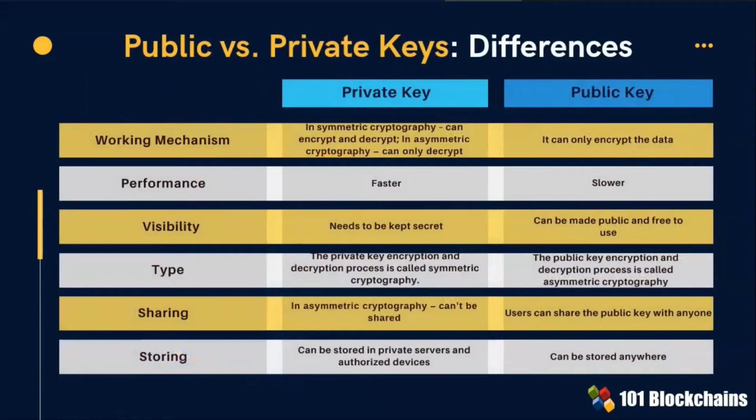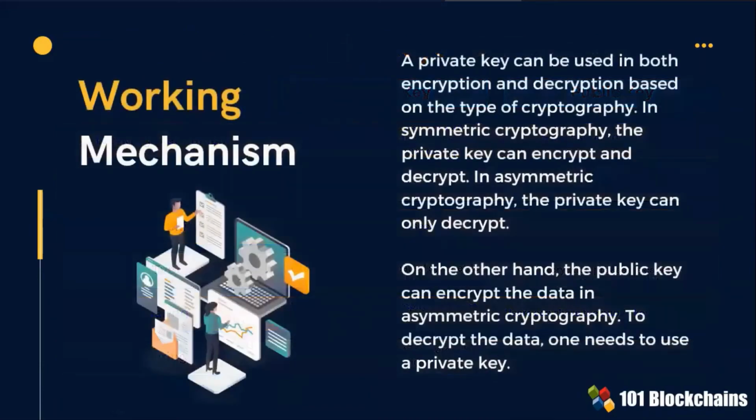There are certain key differences between public key and private key. Some of these points are performance, visibility, and storing. Let's have a quick view on the working mechanism. A private key can be used in both encryption and decryption based on the type of cryptography. The public key can only encrypt the data in asymmetric cryptography.